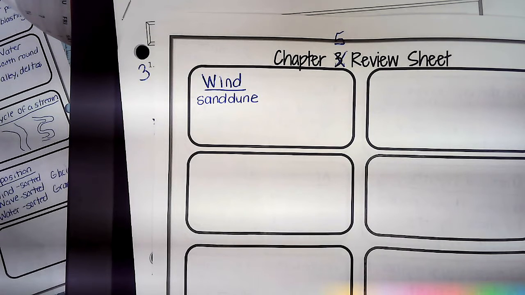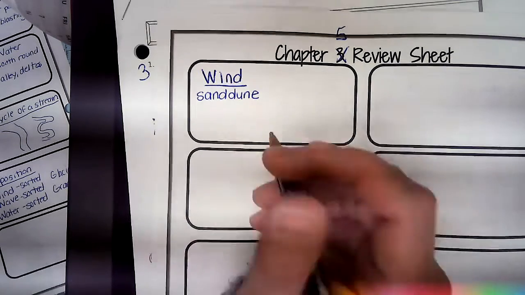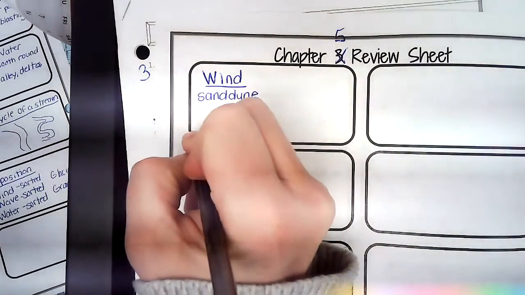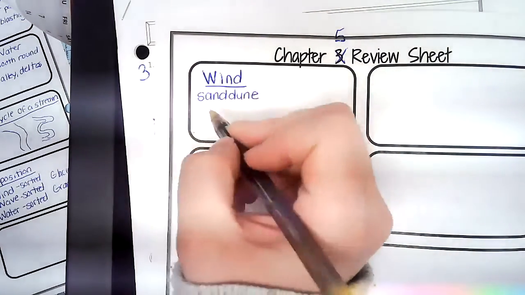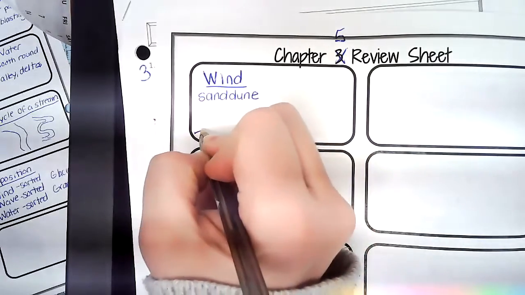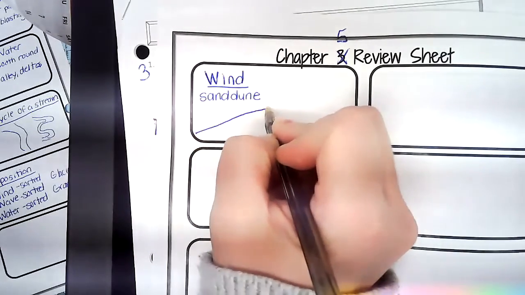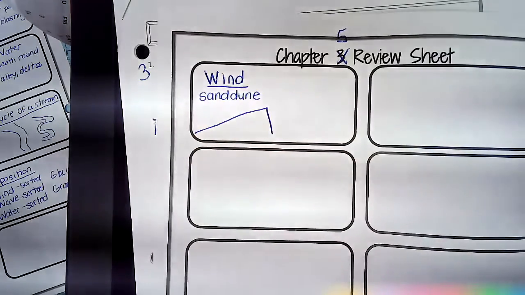Guys, take a look at pages 8 and 9. The wind goes up a sand dune. Which side of the sand dune is it going up though? The gentle. So I want you guys to draw yourself a picture of a sand dune. With this picture, I want one side to be significantly more gentle.